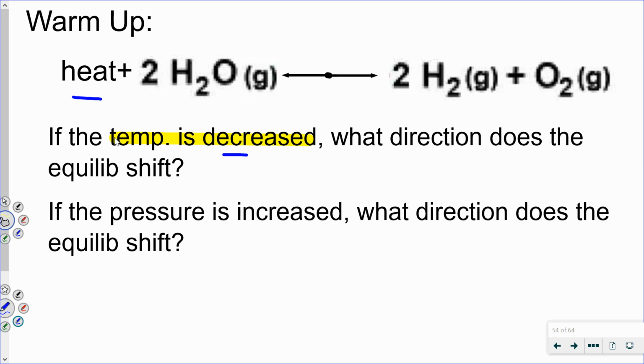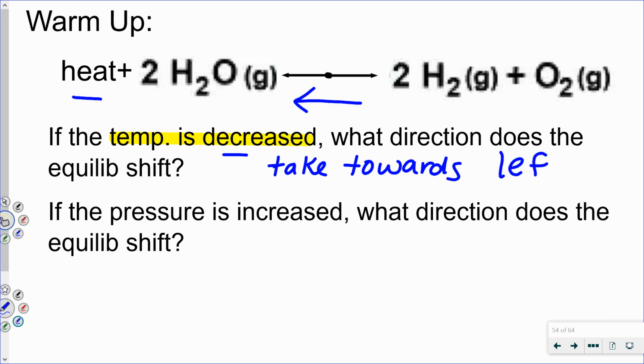I'm decreasing the temperature. So remember, take towards. That means the new arrow I draw over the existing old arrow needs to point towards what I took away. If I want it to point towards this minus sign, it's got to point to the left. So this is a left shift. What that would mean is the concentration of these two things goes down and the concentration of this goes up. So that's the first one. I'm going to erase this now.